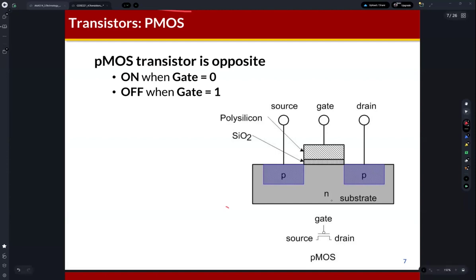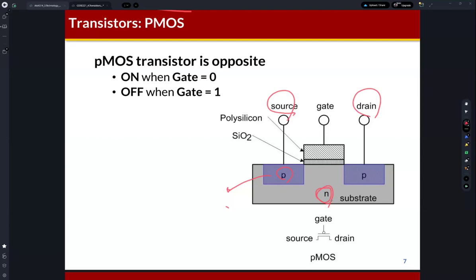I believe you can observe that for the PMOS transistor, we use N-type silicon for the substrate. N-type silicon includes more free electrons. For the source and drain nodes, we use P-type silicon, so there are more holes. And then this is the gate. The gate is the same. What is different is the substrate and the source and drain nodes. We use P-type silicon for the source and drain nodes, and N-type silicon for the substrate.